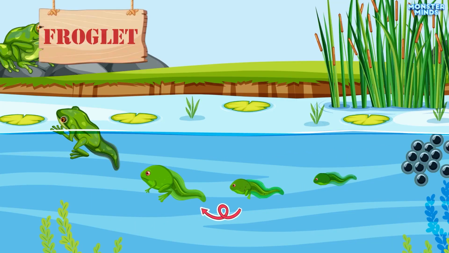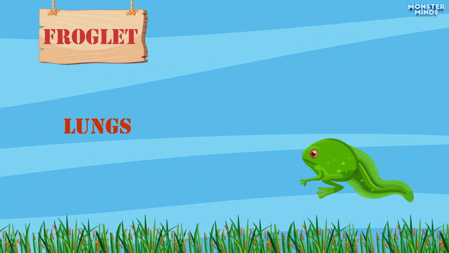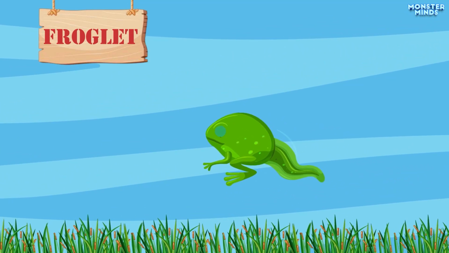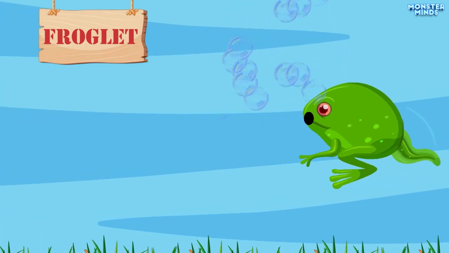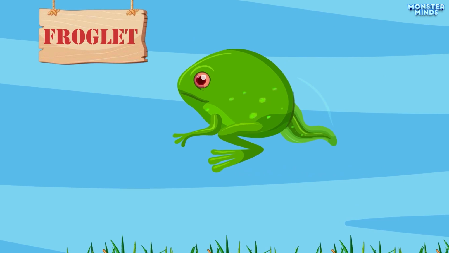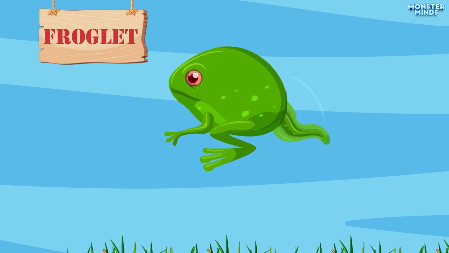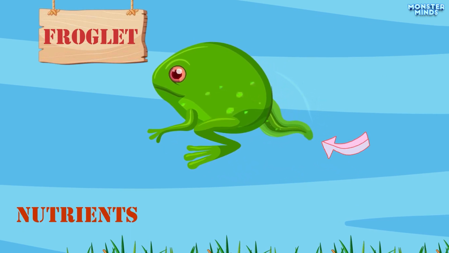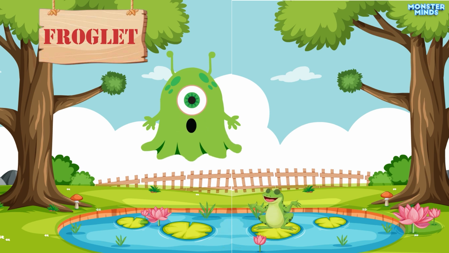Stage 3. Froglet. It's the third stage of a frog's life cycle. In this stage, the lungs and 2 front legs grow. Its long tail becomes shorter and shorter. Due to the lungs, the froglet sometimes floats above the water to breathe air. At this stage of the life cycle, a froglet uses the nutrients stored in its tail as food. By about 12 weeks, it starts to look like a young frog.